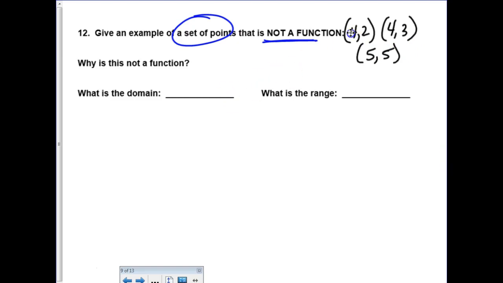The reason this is not a function is because x equals 4, and I want you to be really specific, x equals 4 is paired with 2 y values, y equals 2 and y equals 3. Something that tells me this.